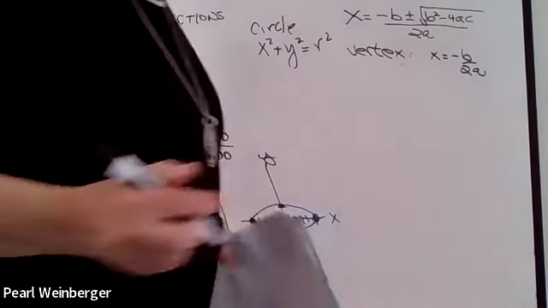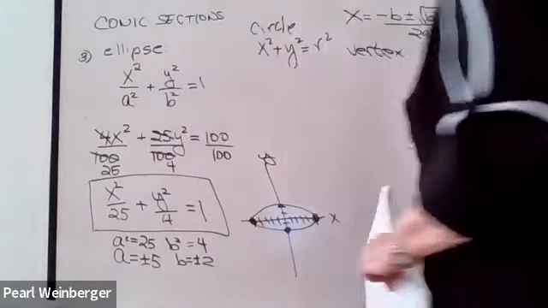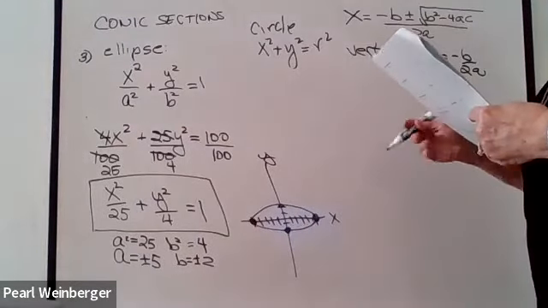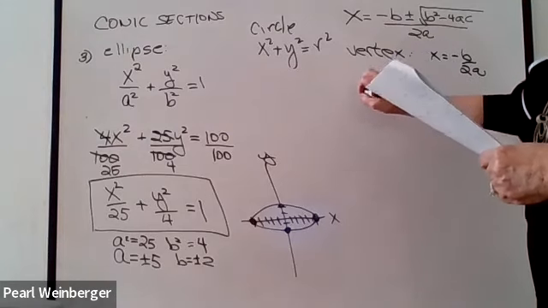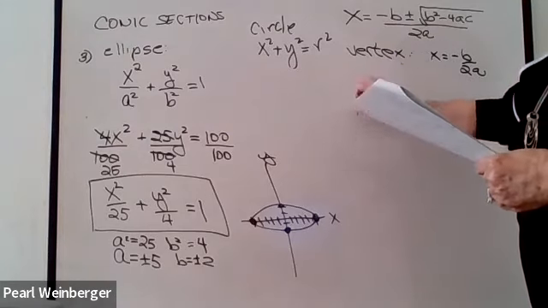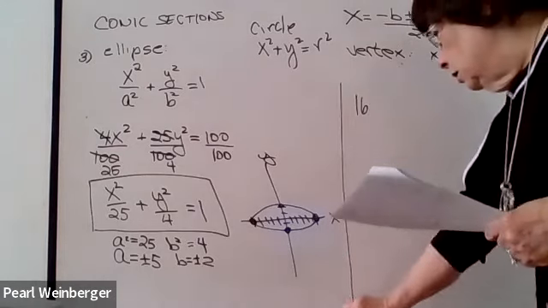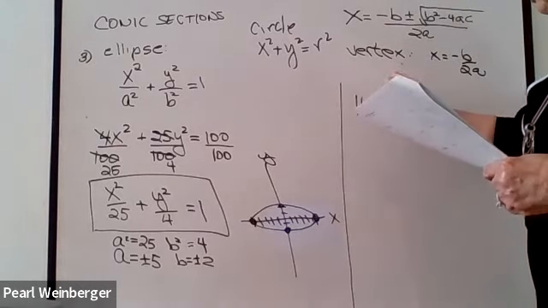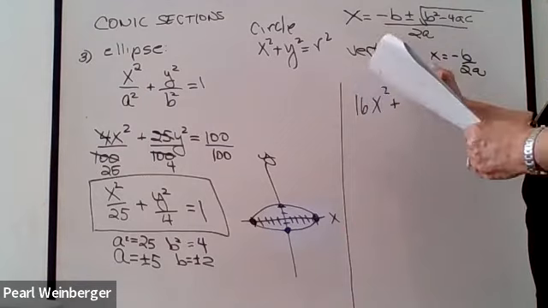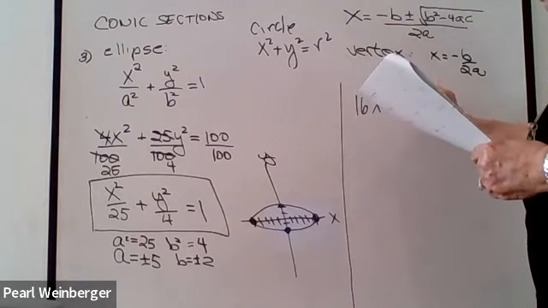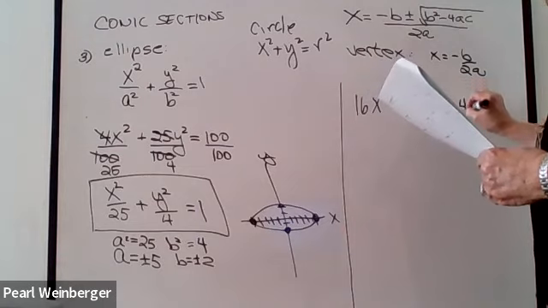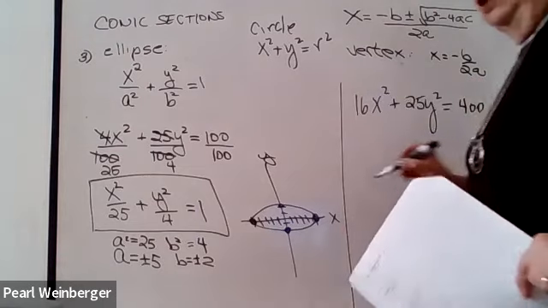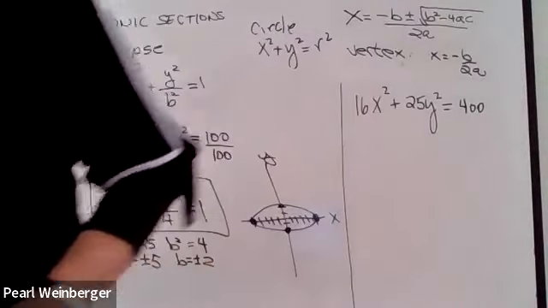I'm going to give you a question to try. They want you to graph this ellipse. This comes off of a final. It's 16x squared plus 25y squared equals 400. Okay, I'm going to give you a few minutes to try that.